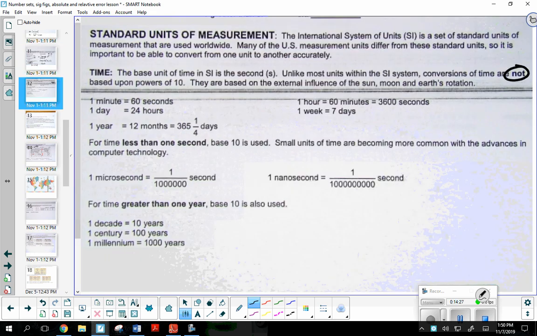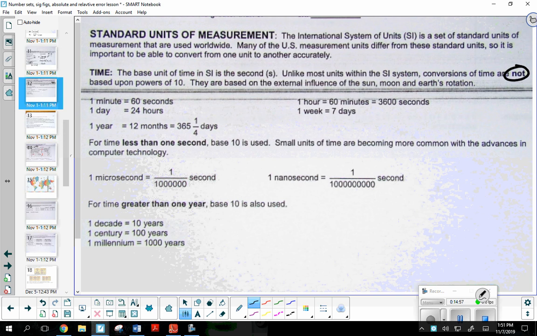All right, and now we just have some standard units of measurement. The International System of Units is a set of standard units of measurement that are used worldwide. Many of the U.S. measurement units differ from the standard units, so it's important to be able to convert from one unit to another accurately. Okay, time. The base unit of time in SI is the second. Unlike most units within the SI system, conversions of time are not based upon powers of 10. They're based on the external influence of the sun, moon, and the Earth's rotation.